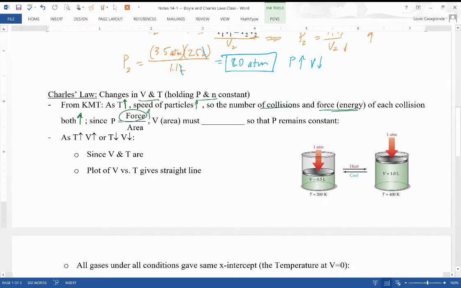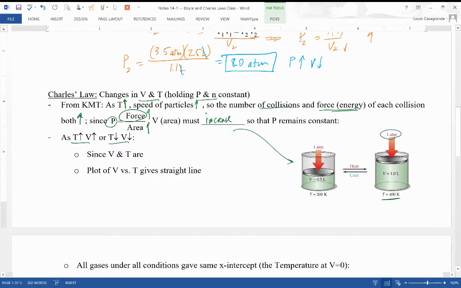All right, so we're seeing the numerator now is going up. But we want to keep pressure constant. We have to hold pressure constant. If the force goes up, to keep pressure constant, then the denominator, the area, must also increase, and it's going to increase by the same factor. Or if we go decreasing, it's the same thing. So the temperature and the volume move in the same direction.